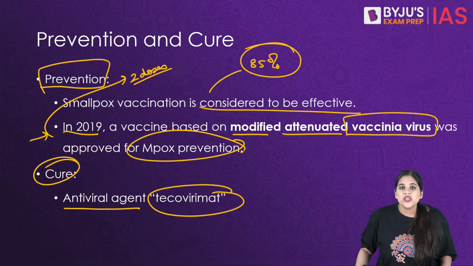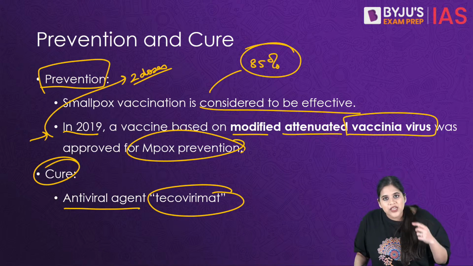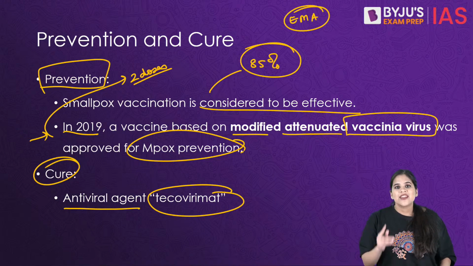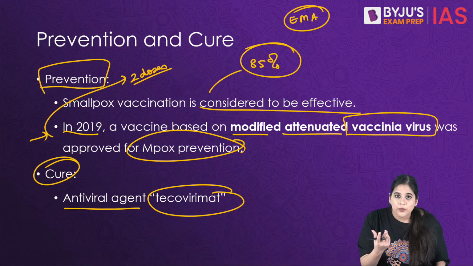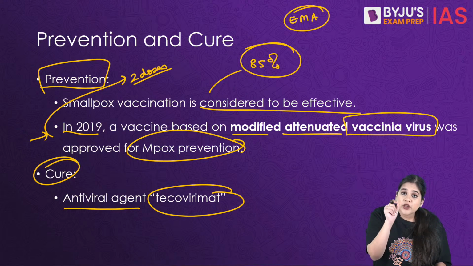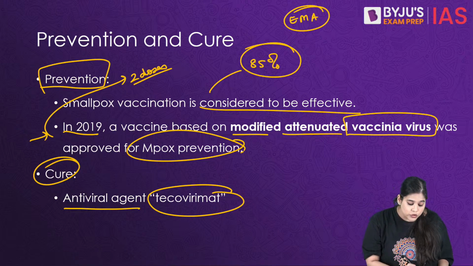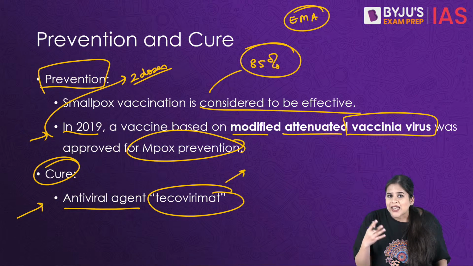Now, this agent was supposed to be a cure for smallpox. However, recently, the European Medicines Agency has licensed this particular drug to be used as a cure for monkeypox. However, it should be used only under medical supervision. And also, this particular drug too is not very highly available.